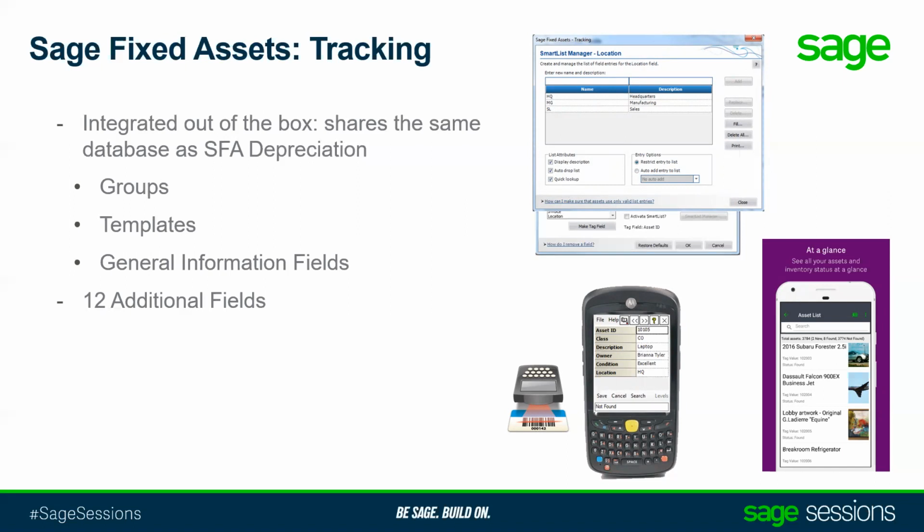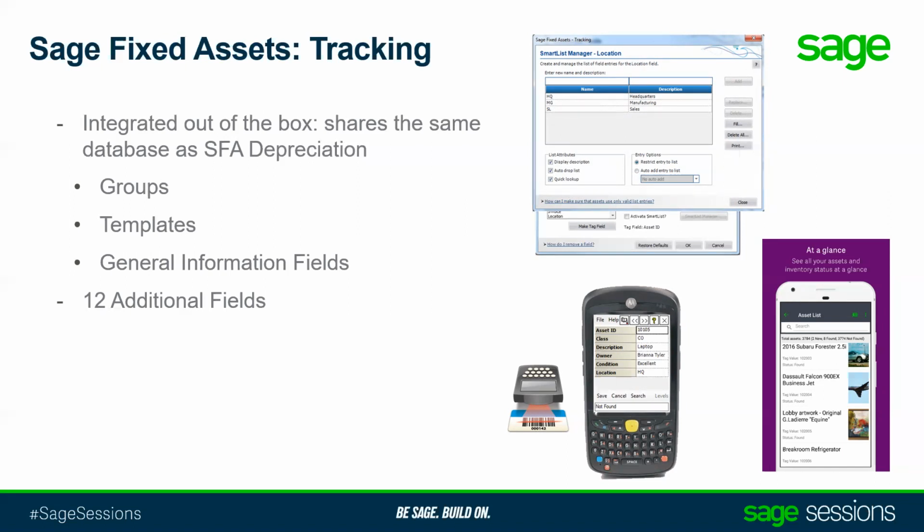You just need the 3 licenses. Currently, we do not have the Apple iOS available. That is still in development and will be forthcoming at a later date. And by the way, the tracking module actually uses the same database as the depreciation modules.